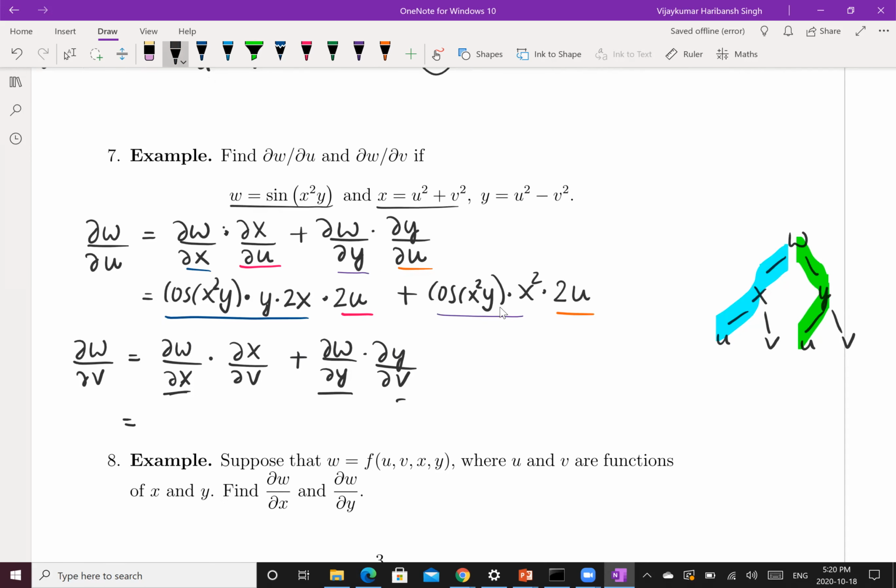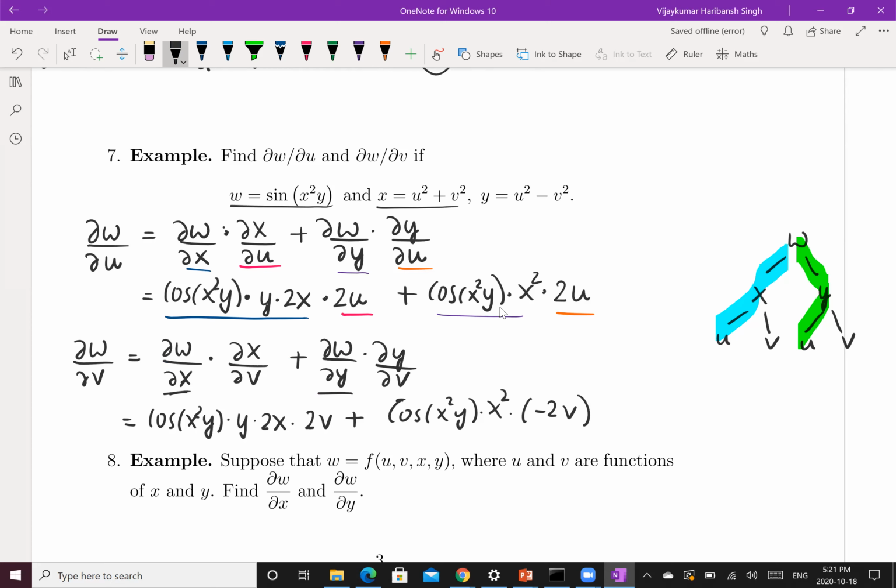So we have ∂w/∂x, which is again cos of x squared y times y times 2x. Now ∂x/∂v is 2v. Similarly, ∂w/∂y is cos of x squared y times x squared, and ∂y/∂v is minus 2v. So this is the setup. This is how you deal with it, and this can be straightforwardly generalized to functions of many variables. All you have to do is the tree diagram, which comes in very handy.